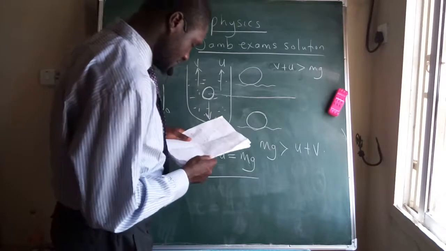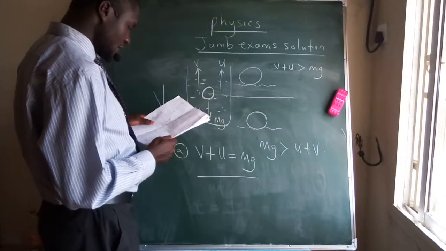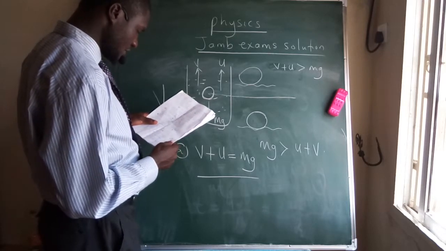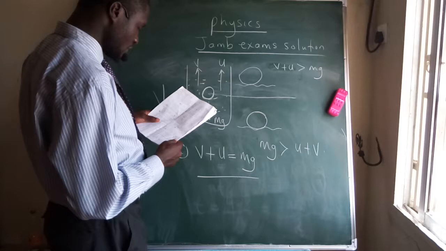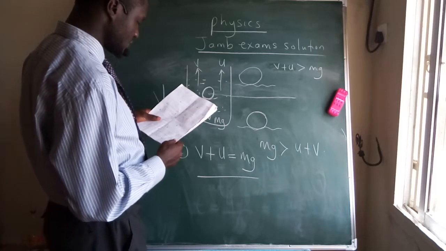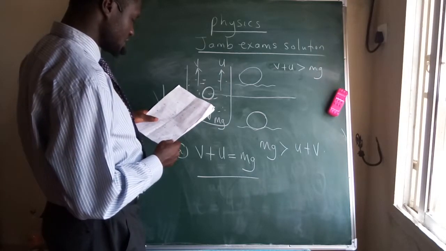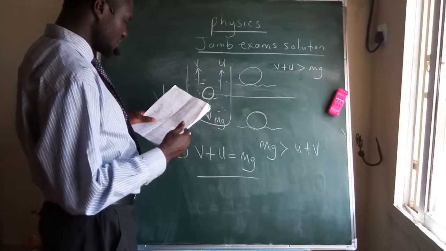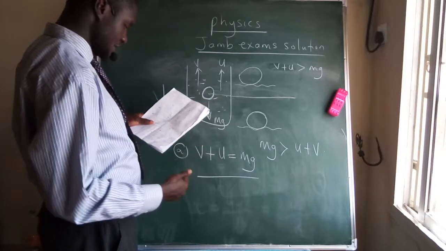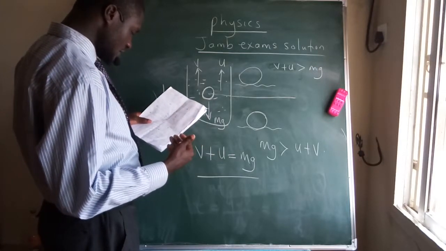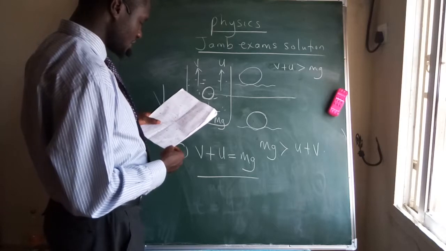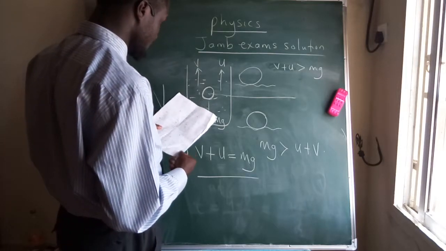Then question 8. They say chemical energy is used to power which of the following? A Leclanché cell, electric cell, a dynamo, or a solar cell. So the answer is electric cell. Chemical energy is used to power an electric cell. A dynamo does not use chemical energy, it uses mechanical energy. A solar cell uses solar energy. So the one that uses chemical energy is the electric cell, which is option B.